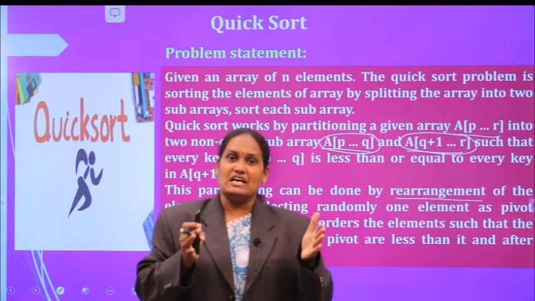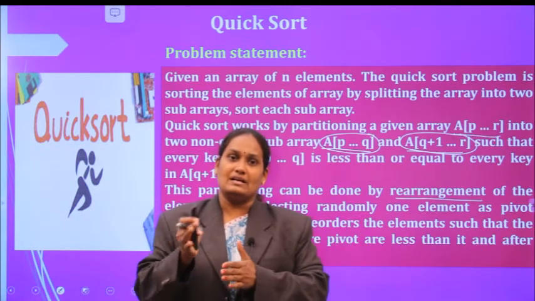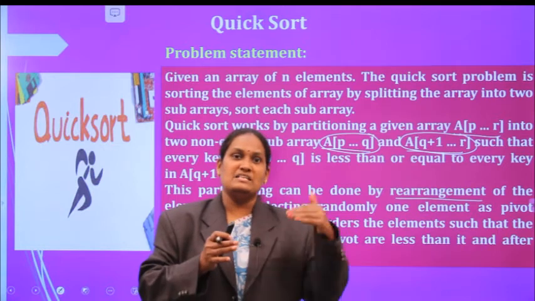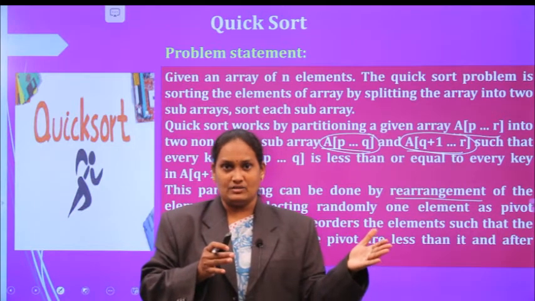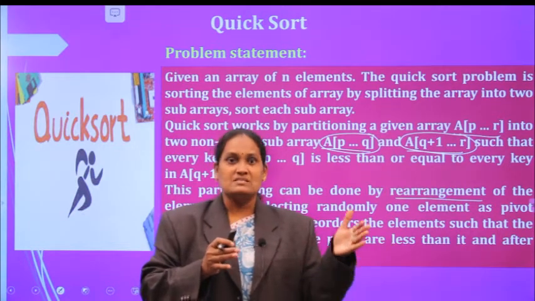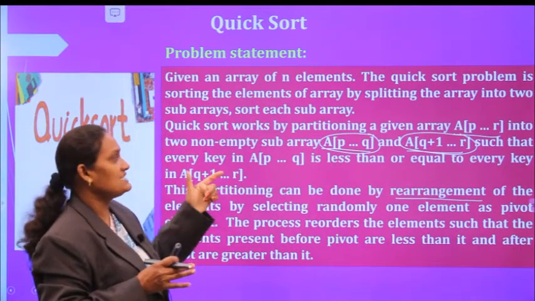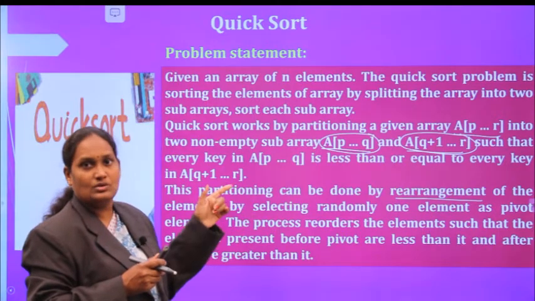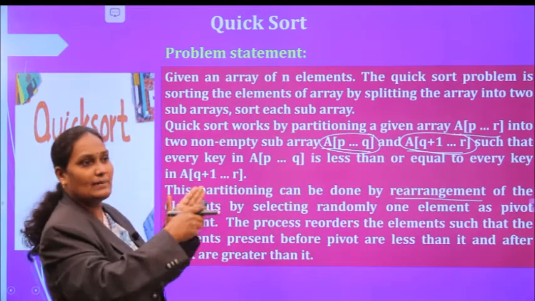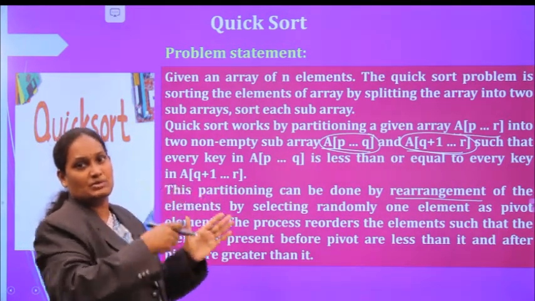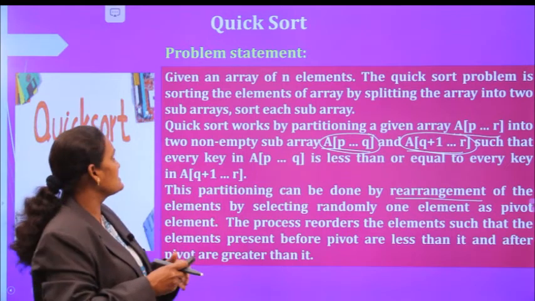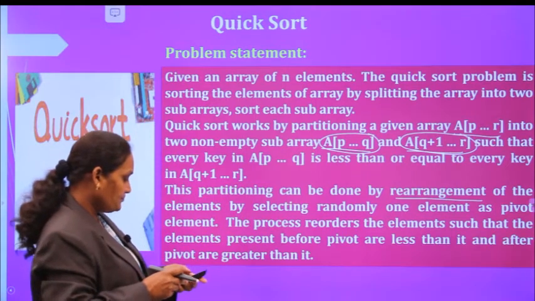The elements which are present before the pivot element are less than it, and the elements which are present after the pivot element are greater than it. So like that, the rearrangement process partitions the given array into two subarrays. Those two subarrays are sorted in the same procedure. This is the quicksort problem statement.